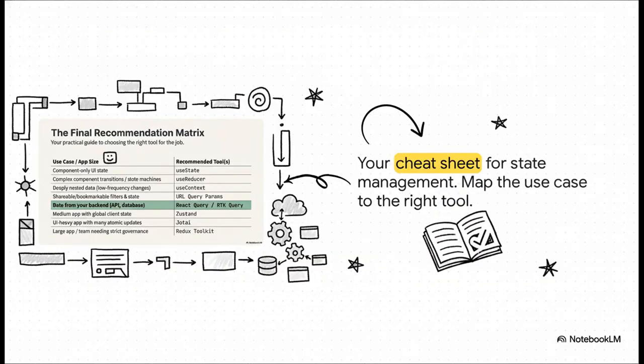And here it is, your take-home guide. This matrix maps a specific problem directly to the recommended tool. Simple UI element? Use state. Complex series of state changes? Use reducer. Any data that comes from your backend? The answer is always React Query, SWR, or something similar. This is your cheat sheet. Use it to make the right call every single time.